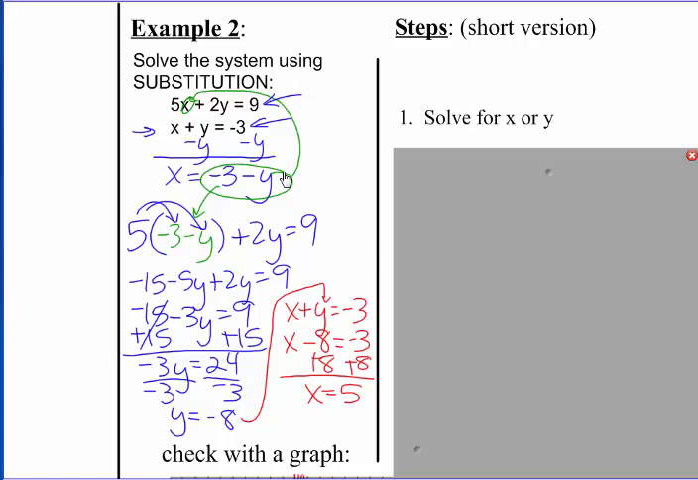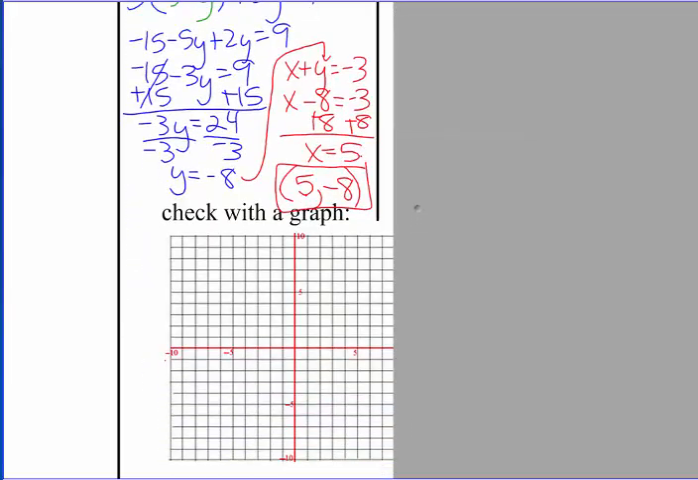Don't forget to write your ordered pair. X must go first, so be careful. If you found the y first and the x second, make sure that your x still goes first in your ordered pair. And then the y is -8. So we got 5, -8 as our solution.